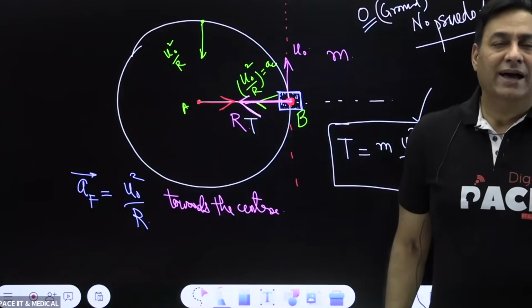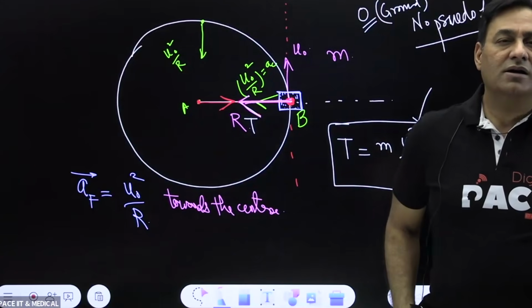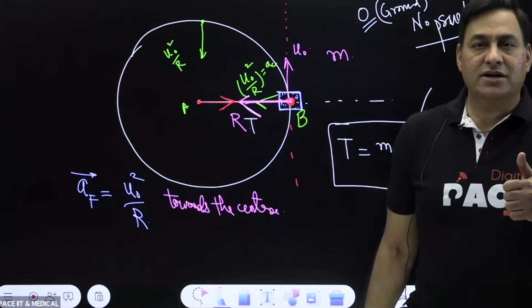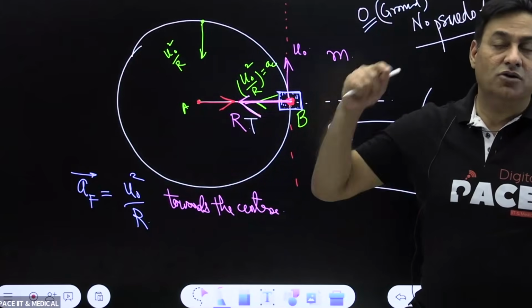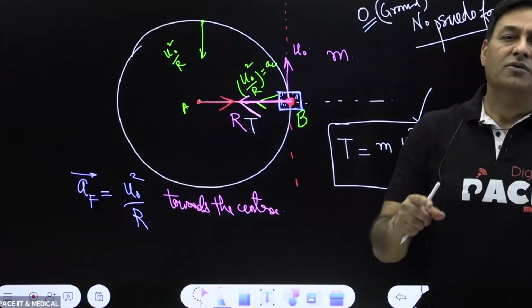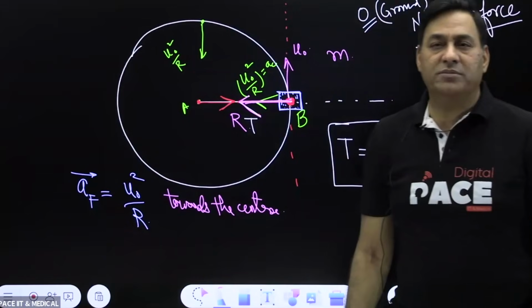Our frame is having an acceleration, yes or no? Yes, sir. Our frame has an acceleration, therefore it is a non-inertial frame. If it is a non-inertial frame, will we apply pseudo force on this body if we are observing this body from this frame?